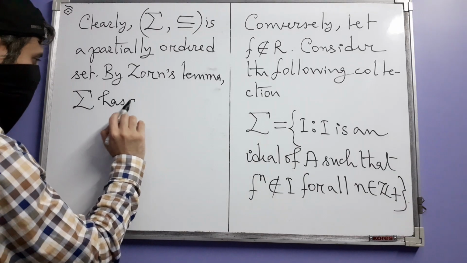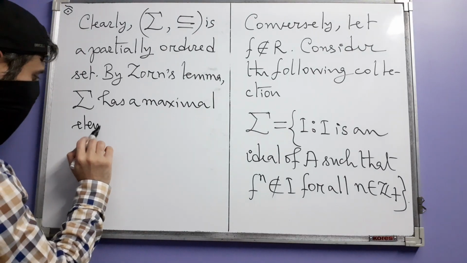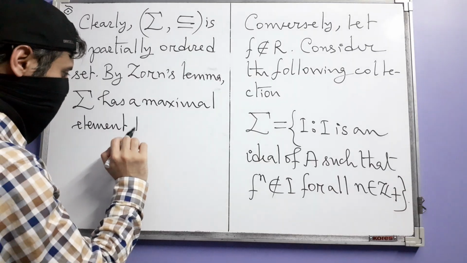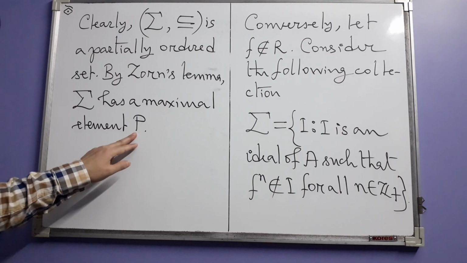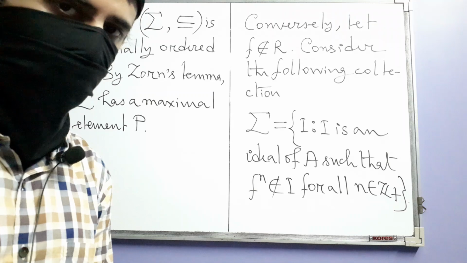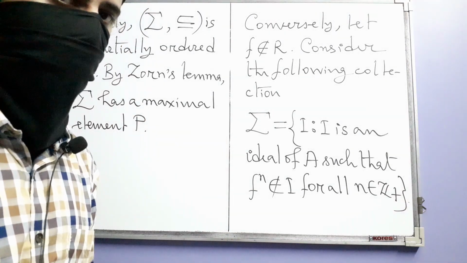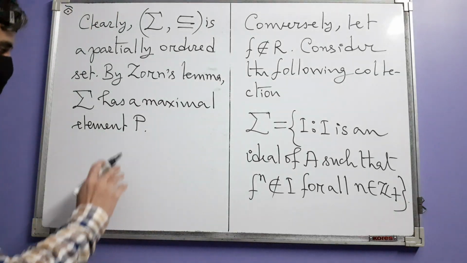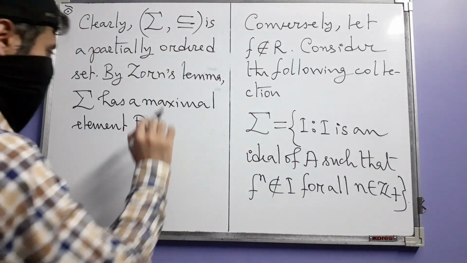Sigma has a maximal element. Let's call it P. Sigma has a maximal element P. So being an element of sigma, what is P? P is also an ideal satisfying this property. Now let us show that P actually is a prime ideal. Okay, let us next show that. That however you won't get directly from this alone. We have to separately show that.